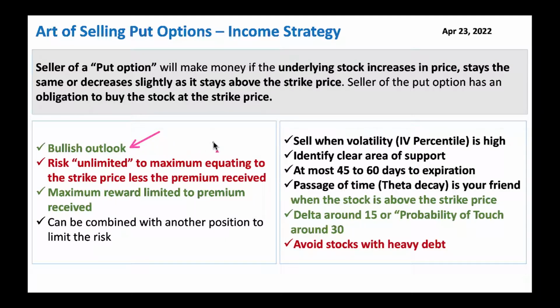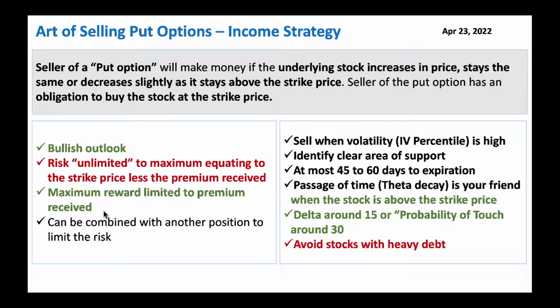The risk is unlimited, but maximum is strike price less the premium received. And maximum reward is limited to the premium that you received. So think of it this way. You are selling a service or goods. For that, you always get a small margin. So this is the same technique here. You sell put option, and your maximum reward is capped to the premium you received.